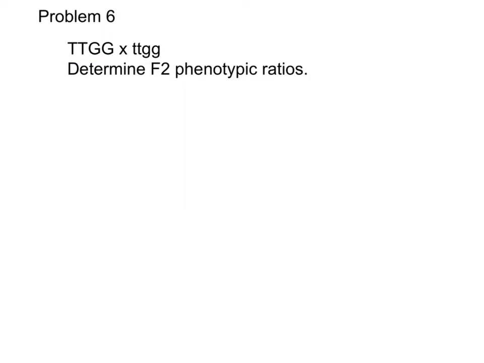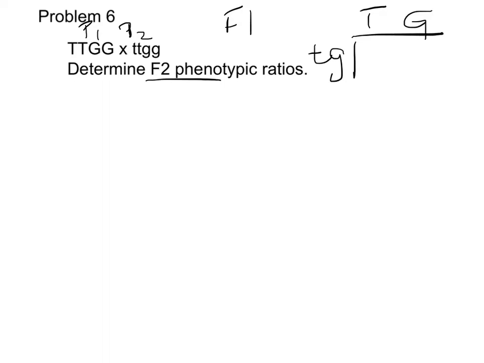Here in problem 6, we're also looking at the dihybrid cross, but in this case we're actually wanting to determine the F2 phenotypic ratios. However, we're starting with the parental generation, so we first need to determine the F1 ratios. The only possible gametes these parents can form look like this, and so the only progeny that can form from this cross is a double heterozygous individual. We then can cross 2 double heterozygous individuals to determine the F2 ratios.